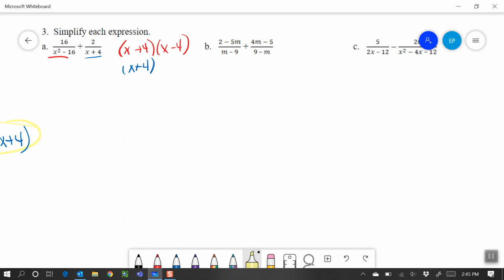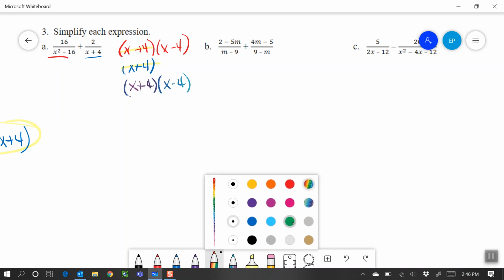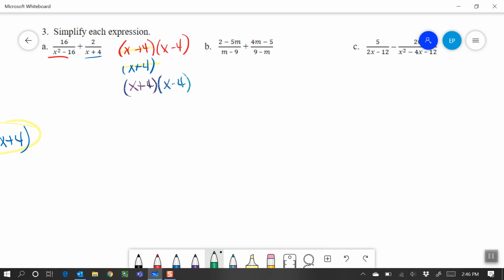So as you can see, what's the same is this. So they both have that part, and then what I need is what's different. So the LCM is what's the same, and then what is also different. So in order to make one become the other, I'm going to use green like I did in class. This bottom one needs to be times x minus 4. Okay? That's how they would become the same LCM.